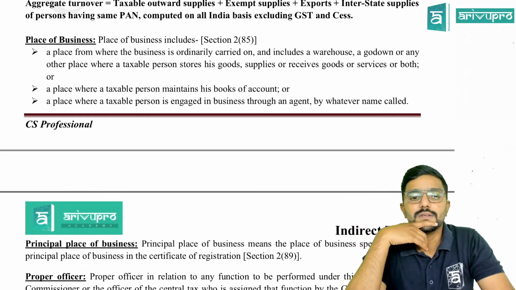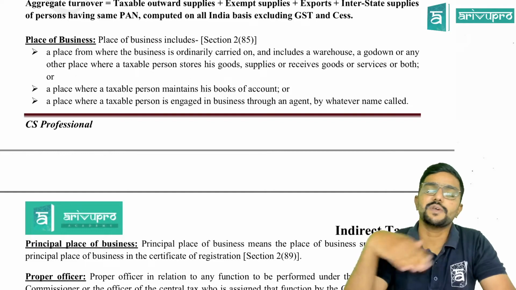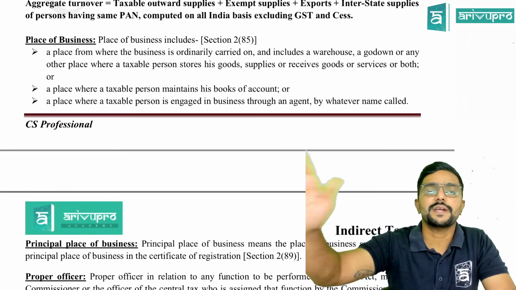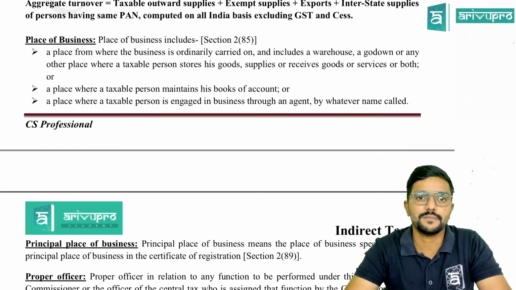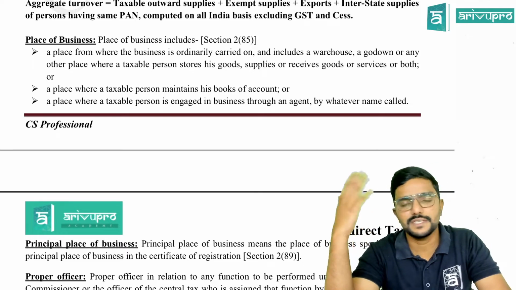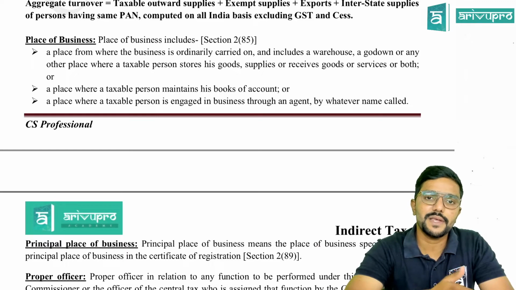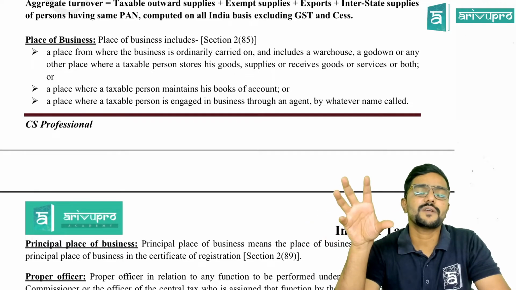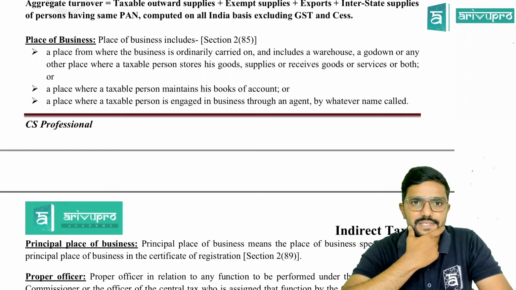Next, or a place where a taxable person is engaged in business through an agent by whatever name called. So I am carrying on my business through an agent. So from wherever the agent is operating, you can declare that also as your place of business. Clear? You have to declare it, because if the invoice is issued in the name of the agent, that is a different story, because that will be a separate supply. But if a person is supplying anything through his agent, then the agent's place from wherever he is supplying will also be treated as place of business, guys.